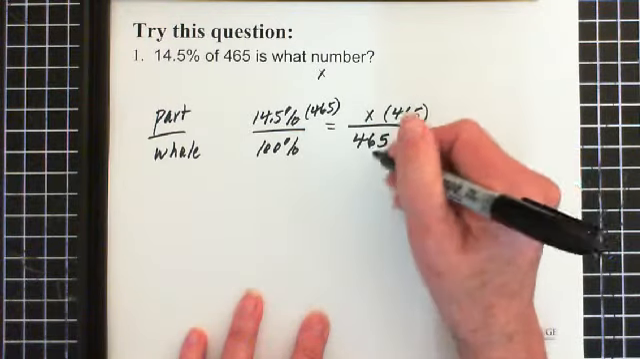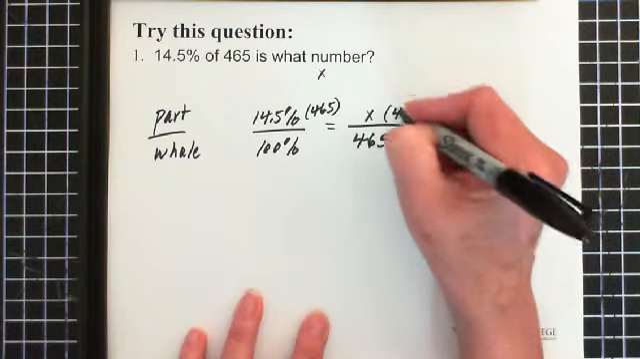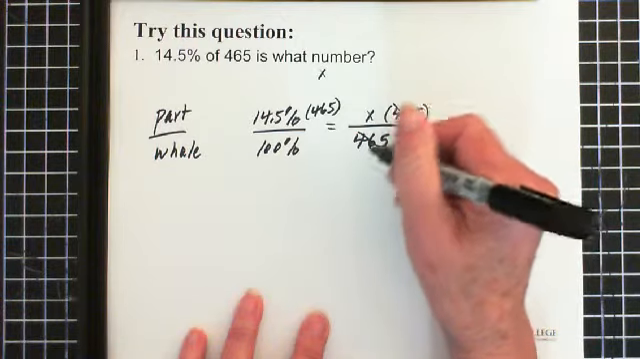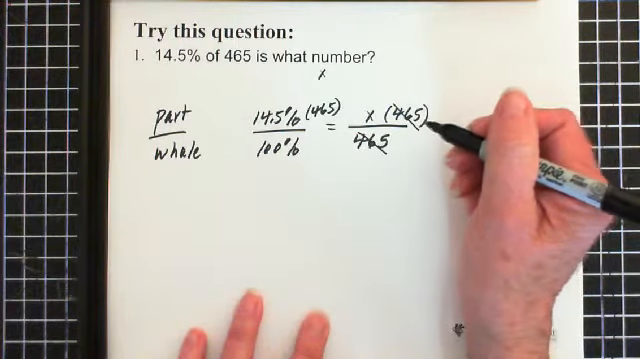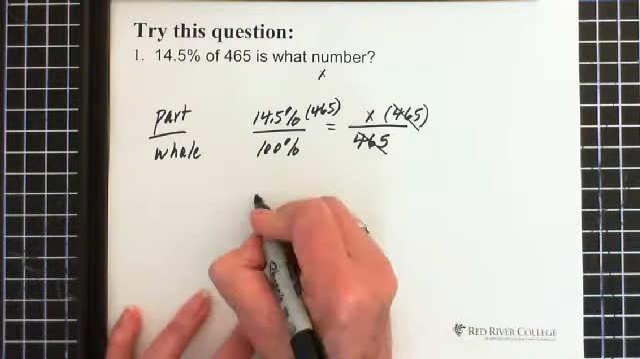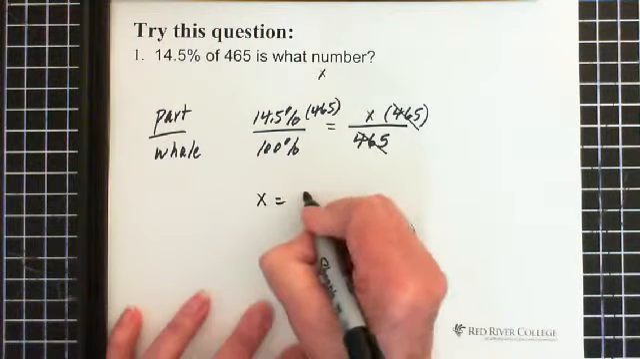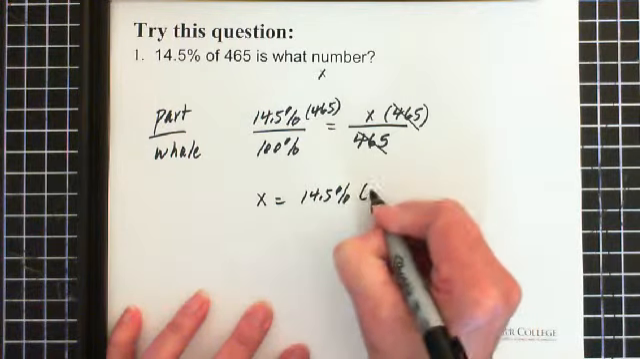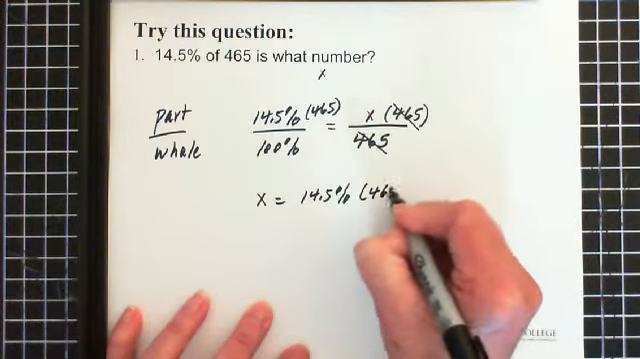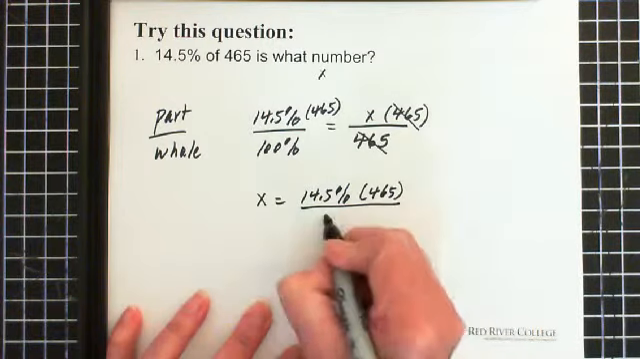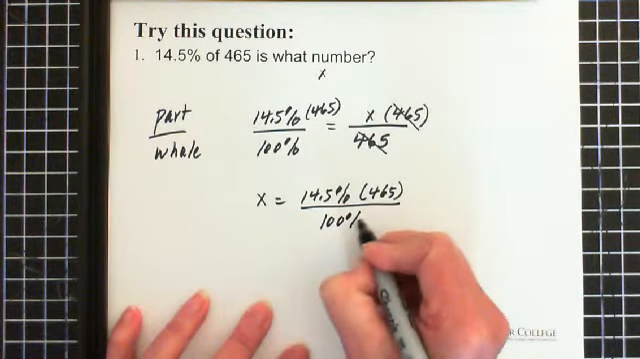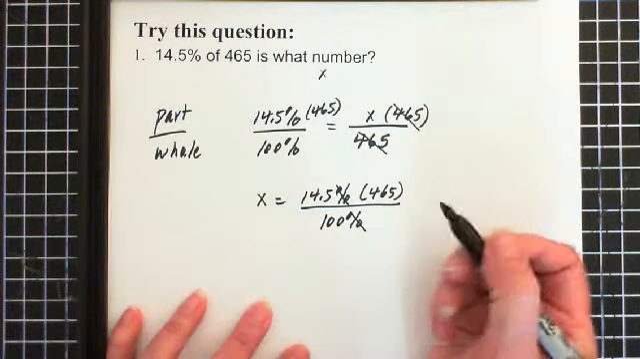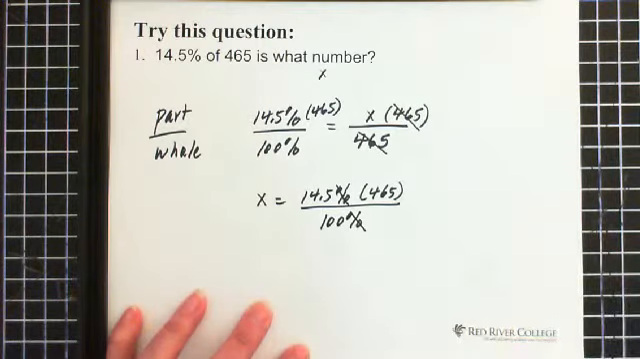The 465 divided by the 465 is 1, so I cancel these. And that was the whole point of this, is to get this number out of this side. So now let's rewrite this. X equals 14.5% times 465 divided by 100%. Now the percents are going to cancel. And what we have now is 14.5 times 465 divided by 100.